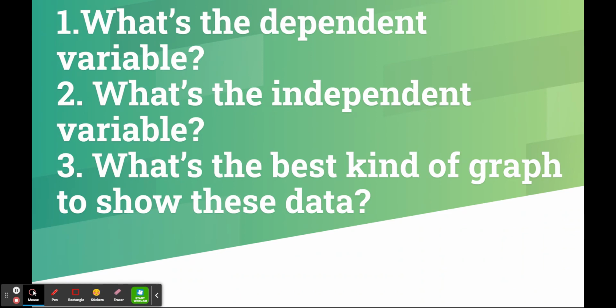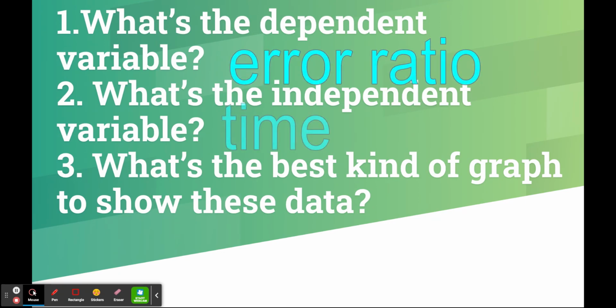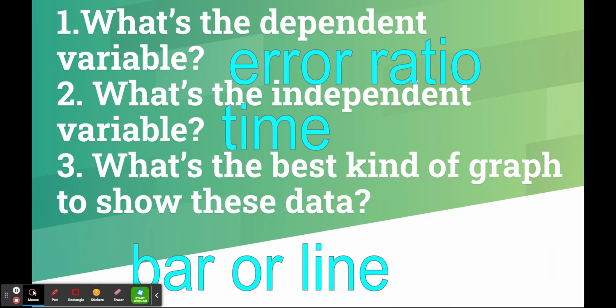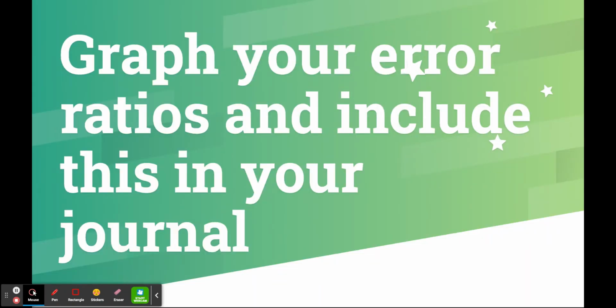So let's do a bit of review of some life science terms. We have experimental data here. What we're doing is measuring whether you've made improvement with this focus skill. So, what do you think the dependent variable is? That's right, it's the error ratio. What is the independent variable? The independent variable is time. Best kind of graph we want to use? A bar graph or a line graph is probably the most effective.